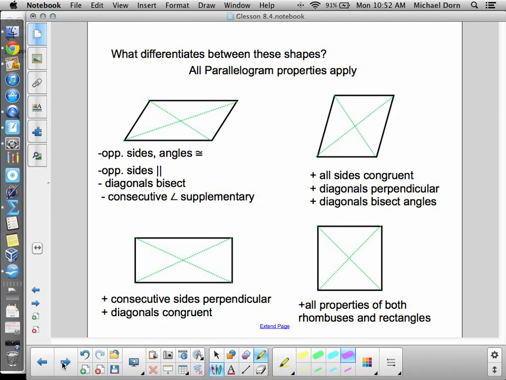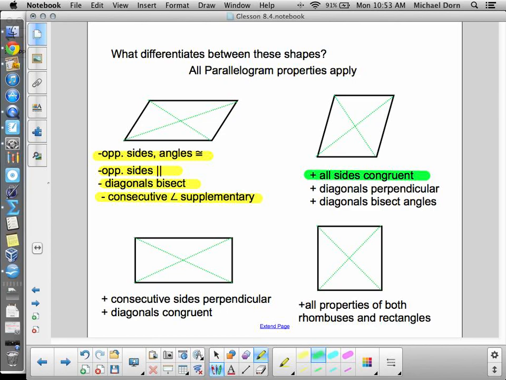Now, this is just regular parallelograms, nothing new here. This is stuff we've already learned. Opposite sides and angles are congruent. Opposite sides parallel, diagonals bisect, consecutive angles supplementary. That's last week. That's what we spent last week doing. Rhombuses have the following properties. We add to it that all sides are congruent.